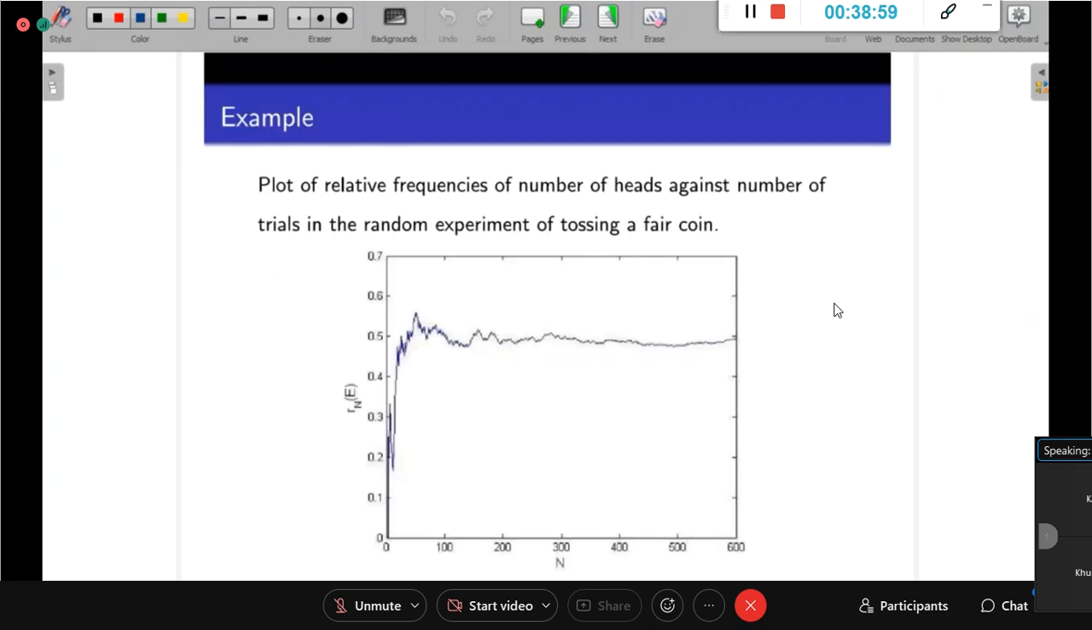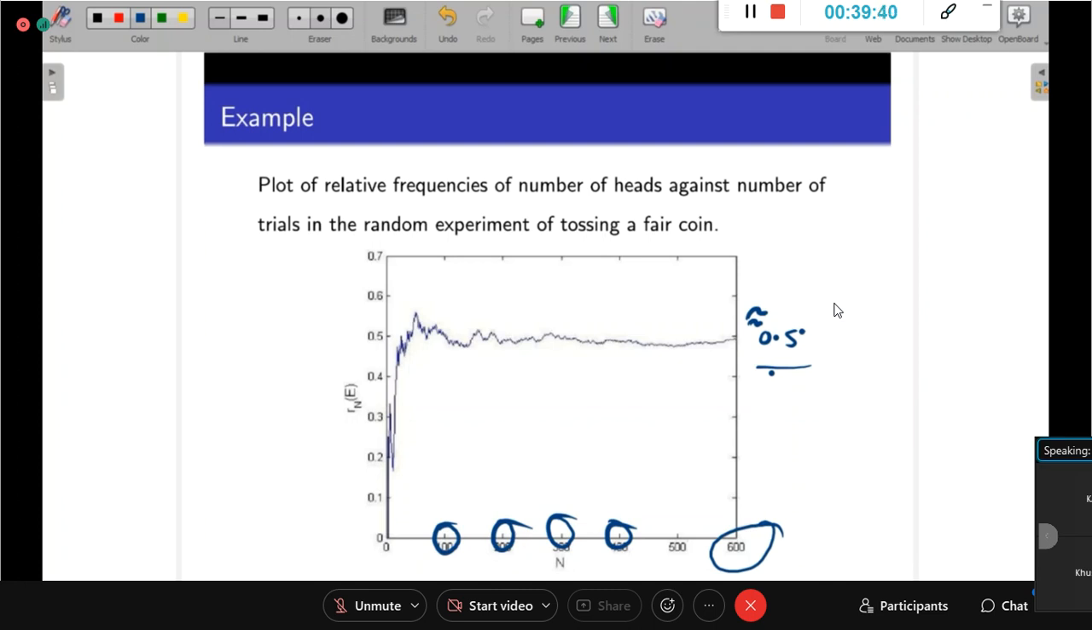This is a plot drawn from MATLAB after noting down 600 trials, and noting down how many heads had occurred so far up to 100. When you do up to 200, 300, 400, and so on, it's finally converging to 0.5, the probability of getting a head when you're tossing a fair coin. It's approximately 0.5.